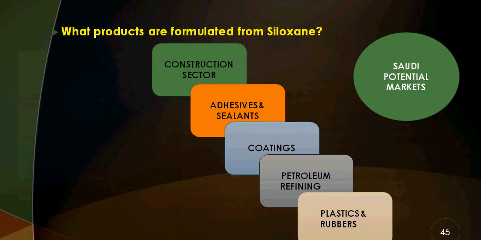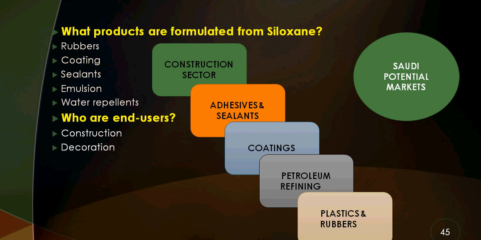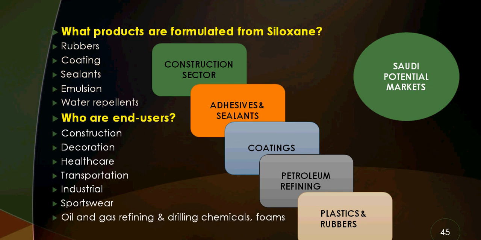What products are formulated from siloxanes? Saudi potential market related to the construction sector: rubbers, coatings, sealants, emulsions, water repellent. Who are end users? Construction industry, decoration industry, healthcare, transportation industry, industrial sportswear, oil and gas refining, drilling chemicals, foams, etc.